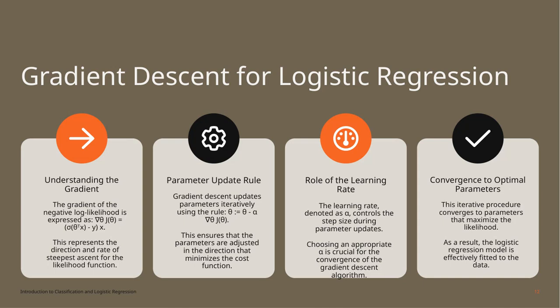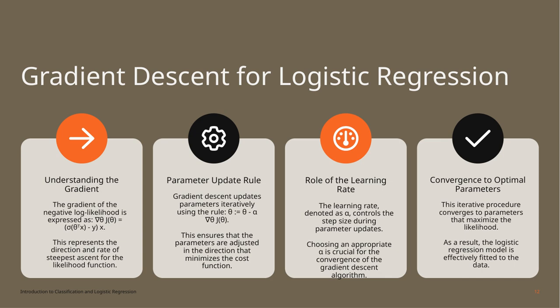Let's take a closer look at the gradient of the negative log likelihood. It is expressed as the gradient of J(theta) equals the sum of sigma of theta transpose x minus y, multiplied by x. This vector essentially shows us the direction and the steepness of the increase in the likelihood function. It's a crucial component because it guides us on how to adjust our parameters to improve our model.